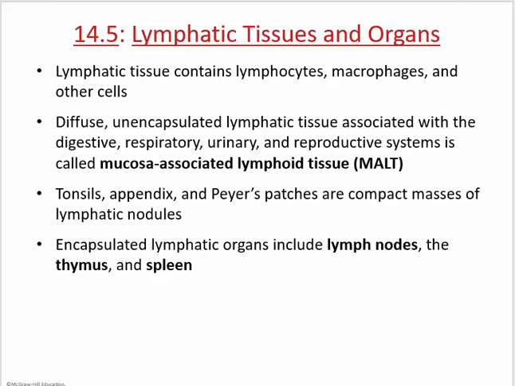Now we also have aggregations of lymphoid tissue where there's big patches of it almost. Along the intestines, they're called Peyer's patches. There's a big one right where the small intestine enters the large intestine called the appendix.